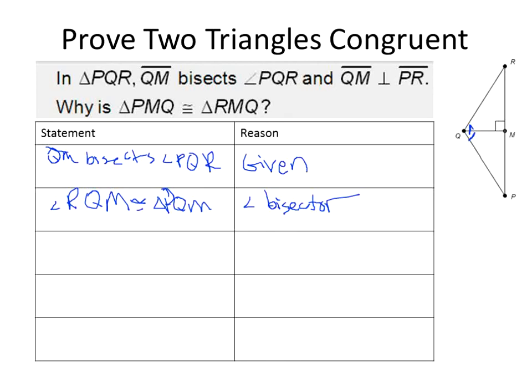That tells me I'm either going to need two sides now or two angles that are congruent. So let's look at the next piece of information we have. Side QM right here is perpendicular to PR, which is right here. That tells me something about another angle. If this is 90 degrees, then that angle right there is also 90 degrees because it's a straight line for PR.